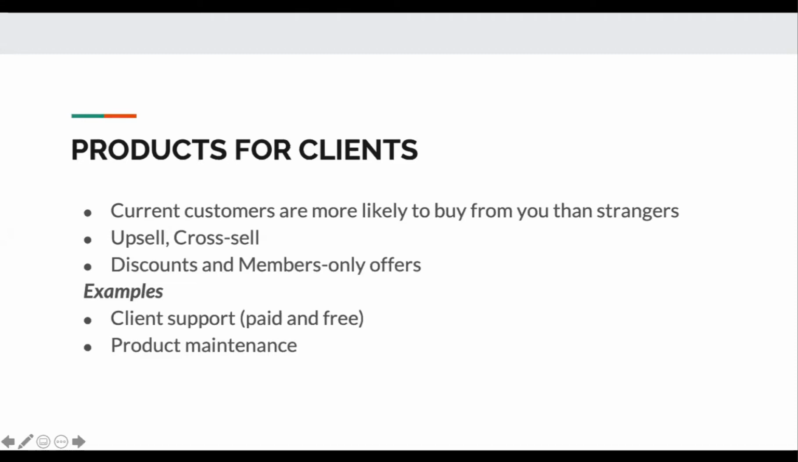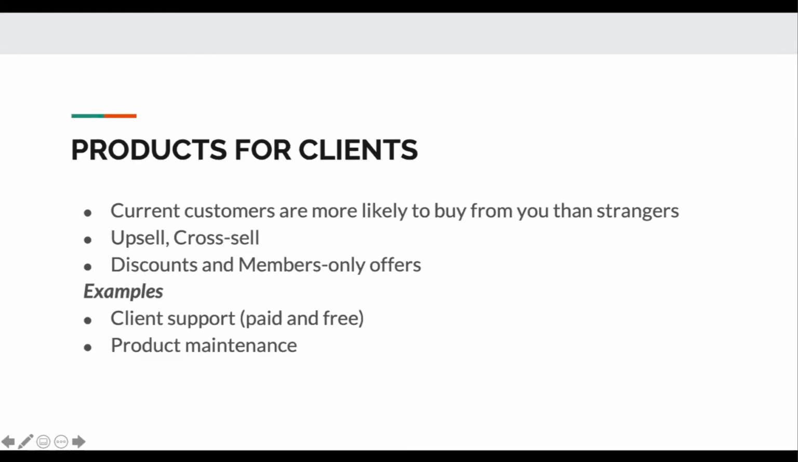And then look at discounts and members only offers. People that have bought from you are more likely, like I keep saying, they're more likely to buy from you again and again, as long as you keep delivering awesome service. So please don't forget this. Give them discounts. Let's say because they spent a year with you, you can just offer them a discount.